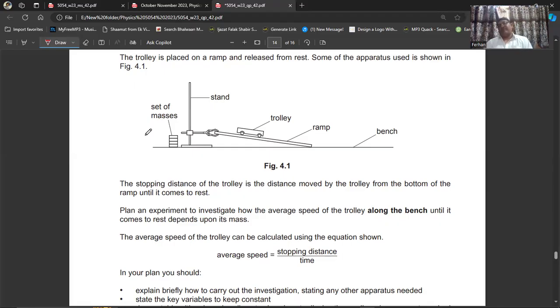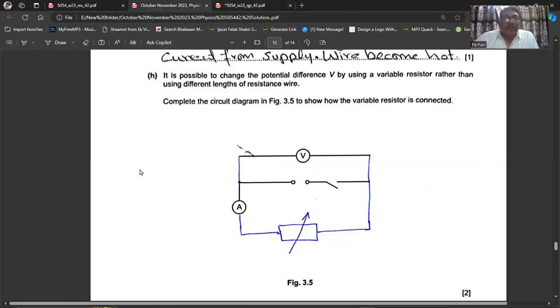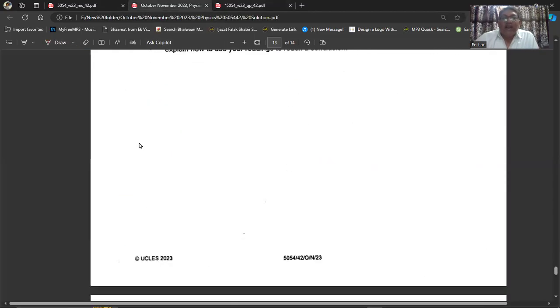You will draw a graph, taking the mass of the trolley on the x-axis and the average speed of the trolley on the y-axis, and draw a graph between these two. And by looking at the shape of the graph, you will be able to conclude what the relationship is between them. Hopefully you understand what I'm saying. I have written this.